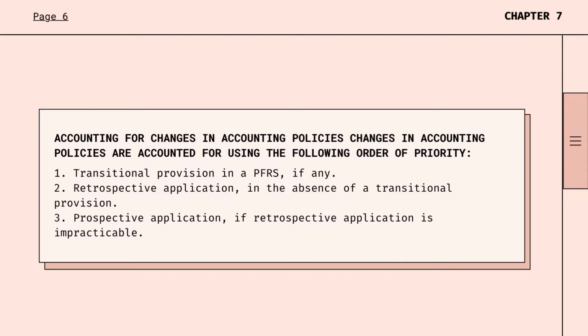These are the following order of priority in accounting for changes in accounting policies. First is transitional provision in PFRS, if any. Second is retrospective application in the absence of transitional provision. Third is prospective application if the retrospective application is impracticable.